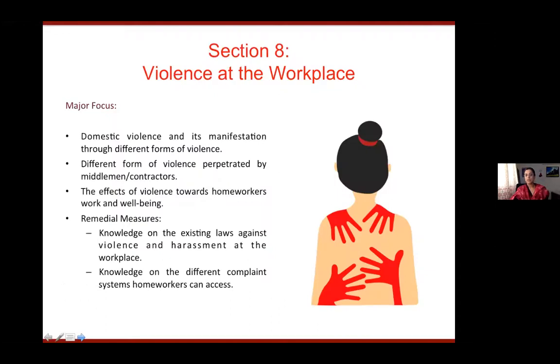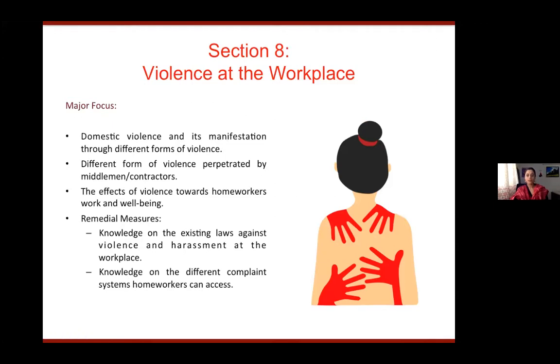The next chapter is on violence at workplace. For home-based workers, their home is their workplace. So we've touched upon domestic violence, as well as violence faced in the supply chain by contractors and middlemen. We've talked about the impact of violence on the productivity as well as the well-being of home workers. We've also listed some of the existing laws against violence and harassment at workplace in different countries. And we've also listed the complaint systems or mechanisms that exist.